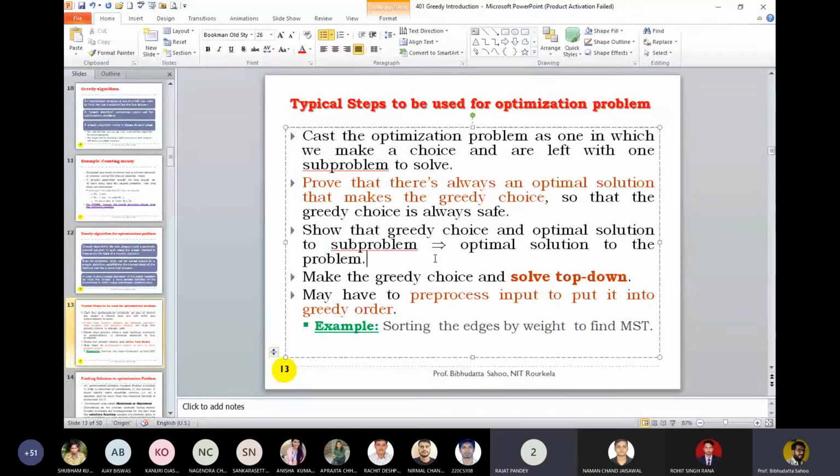Suppose I am making a random selection. Please remember, random selection, or selecting any edge with a probability of 1 by n when there are n edges, is also one type of heuristic. Greedy is a heuristic too: I am selecting the minimum or maximum, comparing my neighbors. A randomized algorithm is also heuristic. There the selection is random; here the selection is based on evaluation.